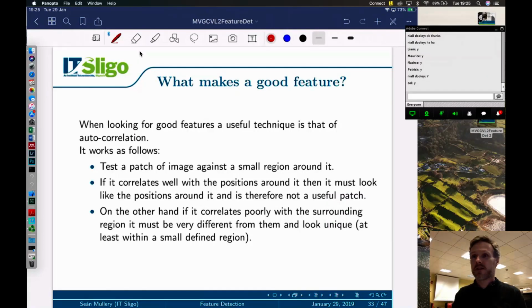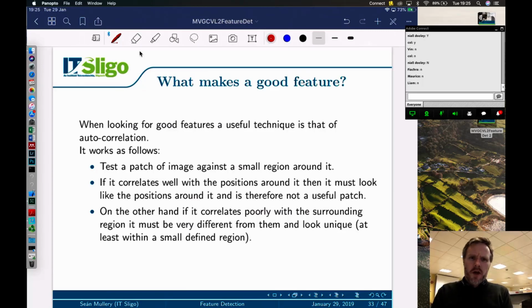How many people have come across this term, autocorrelation or cross-correlation? Both of those terms. Now, I did mention correlation in a previous lecture, so hopefully you have come across that idea, but have you come across this idea, autocorrelation? Okay, so this seems to be mostly no's. I don't know. Yeah, Maurice, a no as well.